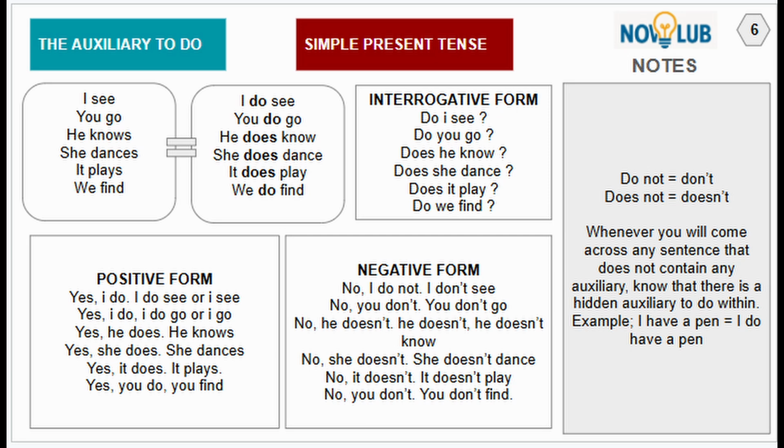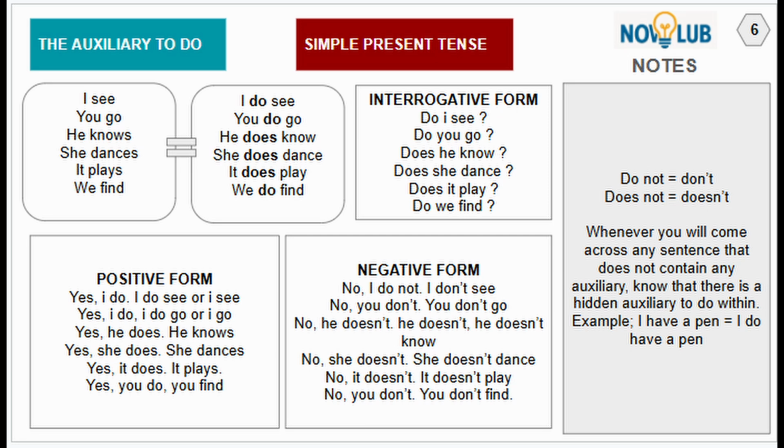Now to answer positively, we say, yes, I do see. Or yes, I see. Yes, I do, I go to school. Yes, he does, he knows my name. Yes, she does, she dances. Yes, it does, it plays. Yes, you do, you find.